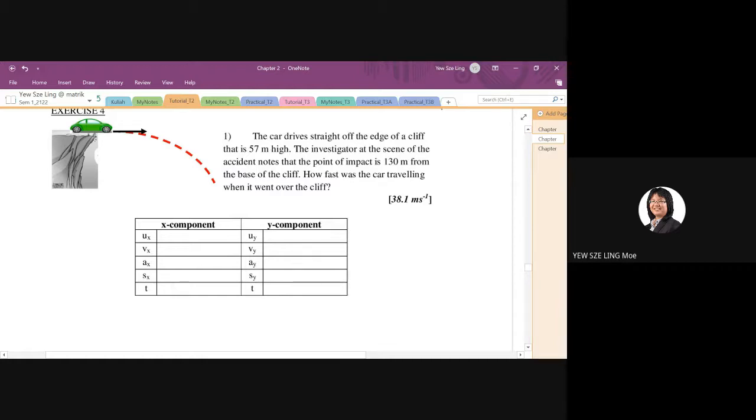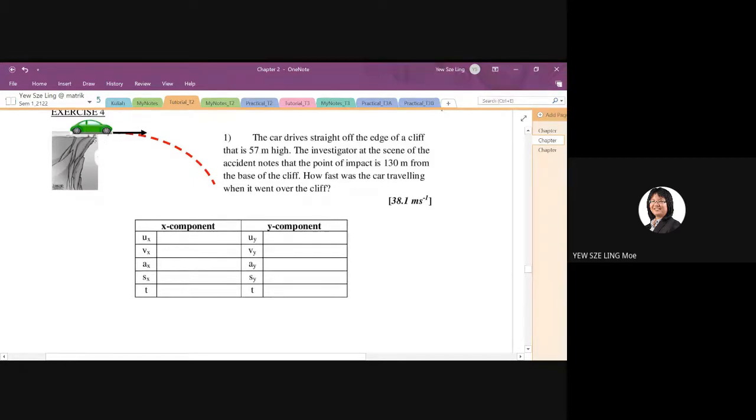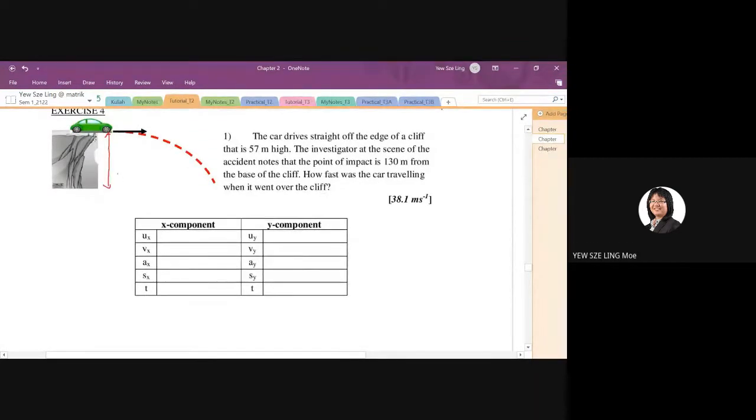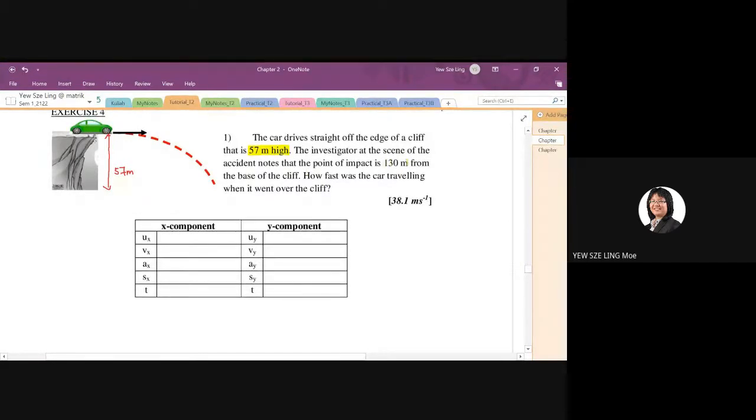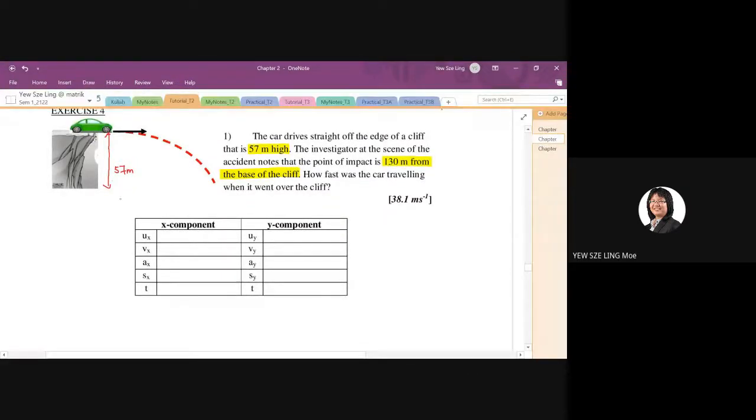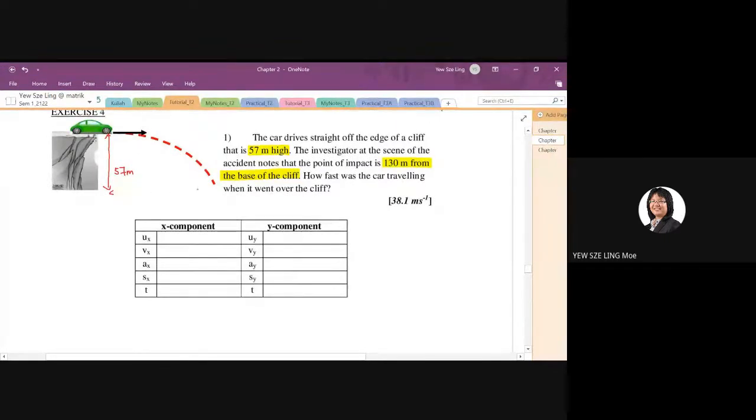The car drives straight off the edge of a cliff that is 57 meter high. So it tells you this one is 57 meter high. And then the investigator at the scene of the accident notes that the point of impact is 130 meters from the base of the cliff. So just now you have 57 meter, which belongs to height. And now this 130 meter is from the base of the cliff, so it represents your SX. From here until here, this is 130 meter.